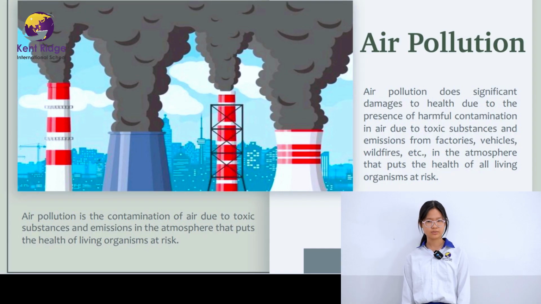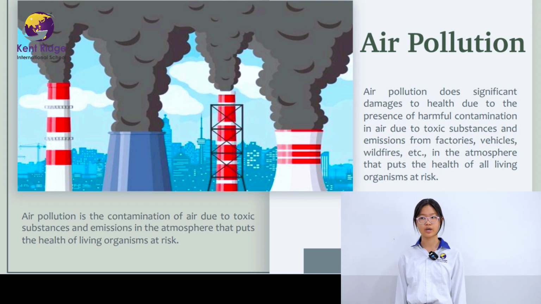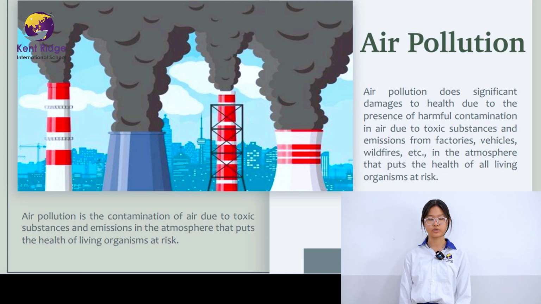First on the list, we have air pollution. Air pollution is the contamination of air due to toxic substances and emissions in the atmosphere that puts the health of living organisms at risk. Air pollution does significant damage to health due to the presence of harmful contamination in the air due to toxic substances and emissions from factories, vehicles, wildfires, etc. in the atmosphere that puts the health of all living organisms at risk.